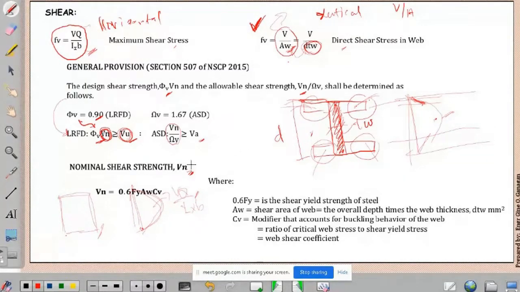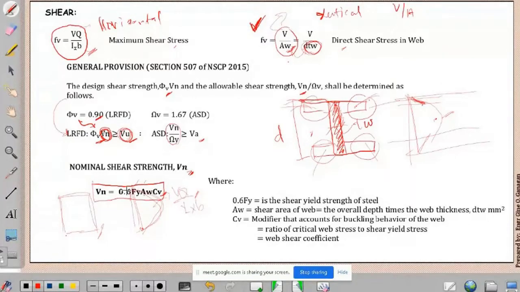Okay? So the nominal shear strength Vn of unstiffened or stiffened webs according to the limit is equal to this equation. Yung Vn natin is equal to 0.6 Fy times the area of the web times yung ating Cv. Okay? So, again, pag tinitingnan natin yung equation, medyo familiar na kayo sa Fy, sa Aw, yung medyo bago lang dito is yung ating Cv. Ito lang yung medyo bago dito sa ating equation.